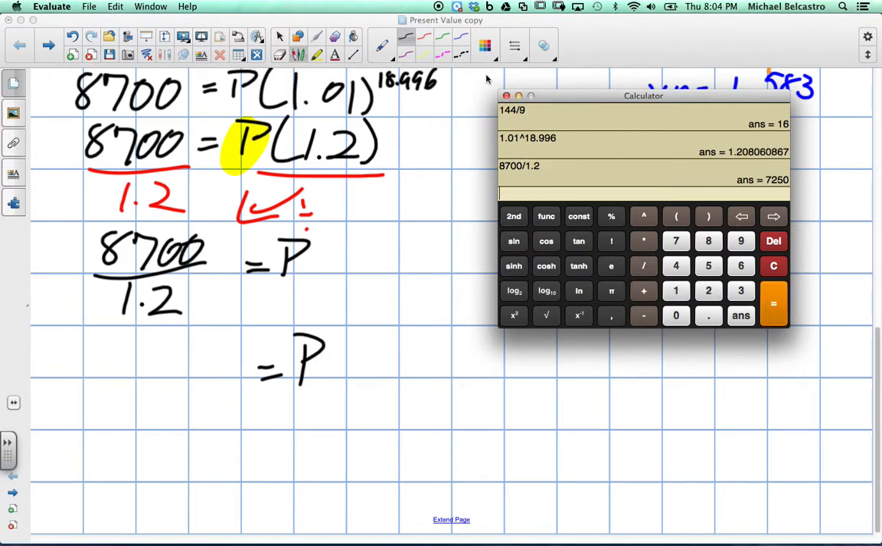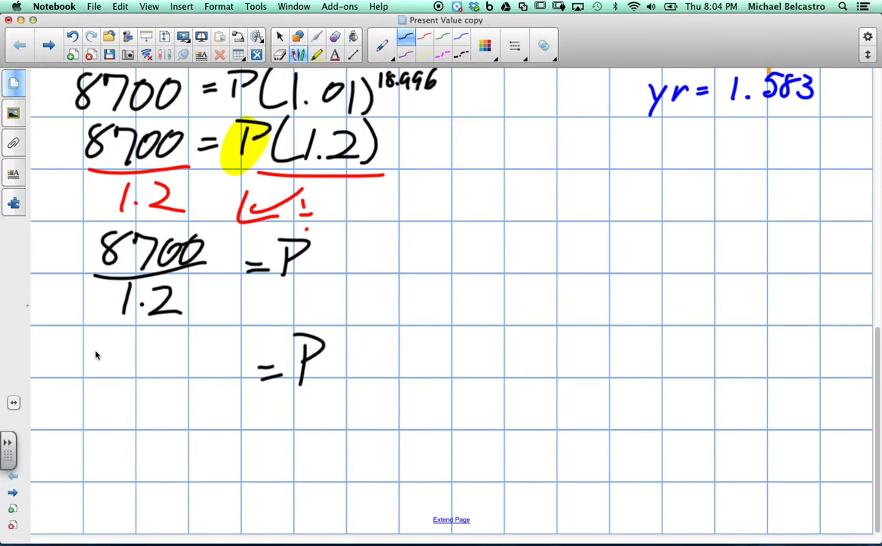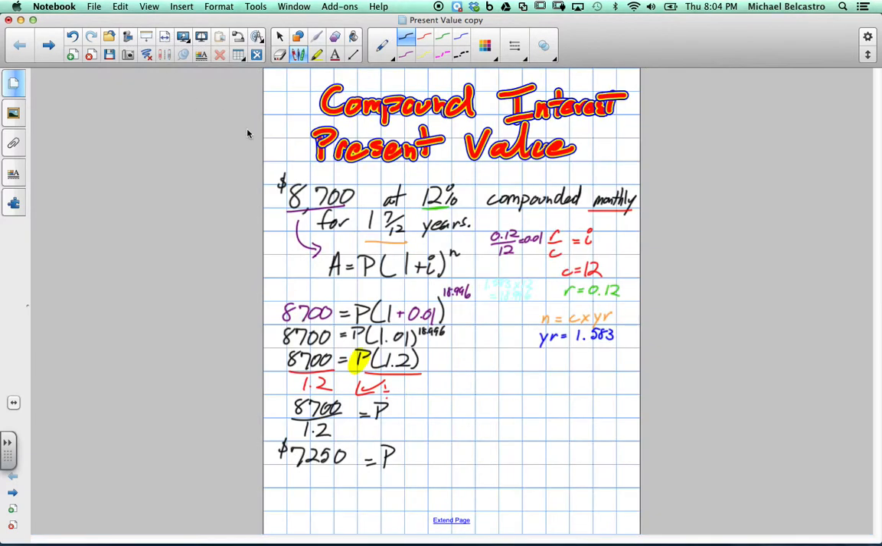So our present value is 8,700 divided by 1.2, which is 7,250. So according to this, in order to have obtained $8,700 1 year and 7 months from now, we'd have to put $7,250 into a bank account that earns 12% over the course of 1 year and 7 months to earn $8,700.